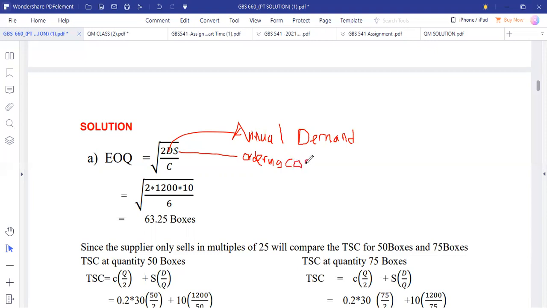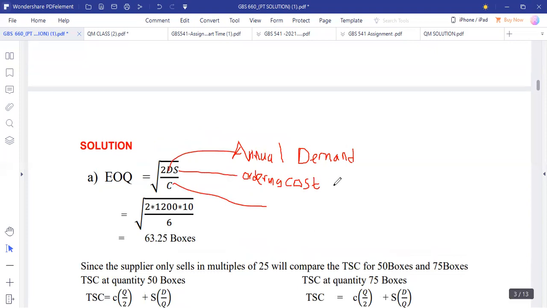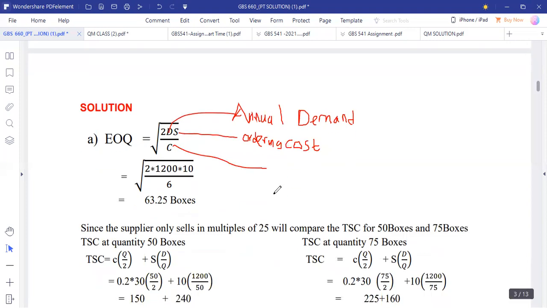Then getting down to the other one here, this is the carrying cost, which is the percentage of unit price. So our C is the carrying cost, which is the percentage of unit price or acquisition cost per unit. So we have to get deeper here, where we need to get into the details of this question.